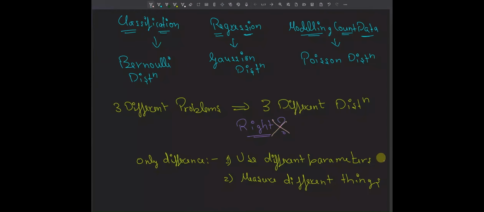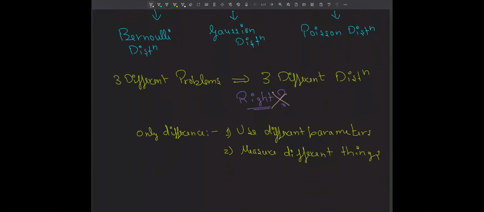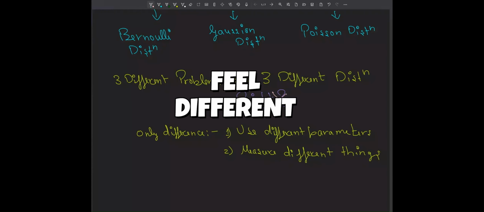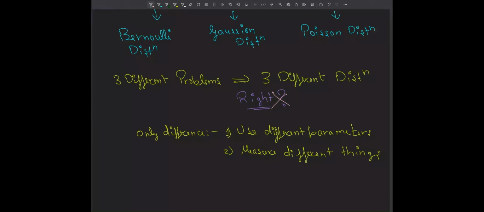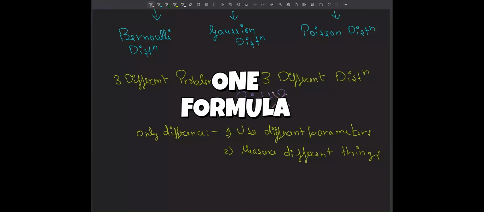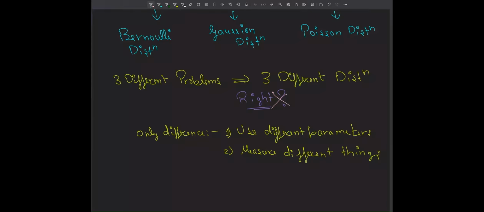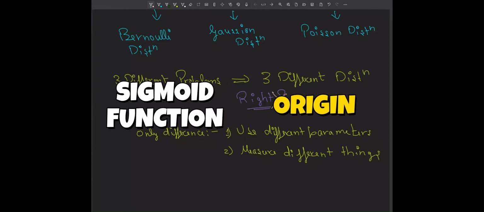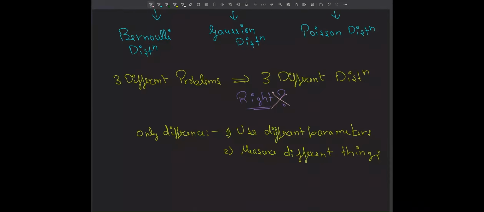No, wrong. Actually, the only difference is they use different parameters and they measure different things. They look different, they feel different, and most courses treat them as completely separate things. There's one single formula that all of them come from, and once you see it, you will also understand why the sigmoid function looks exactly the way it does, because it wasn't invented, it was derived, yes, from probability theory.